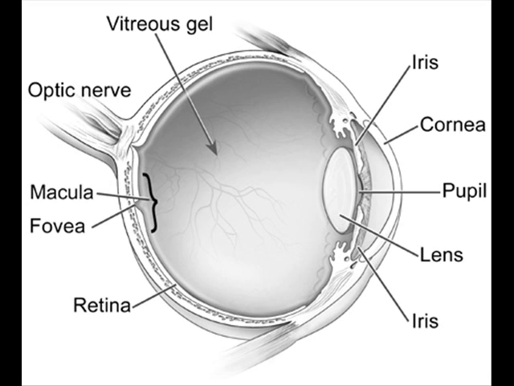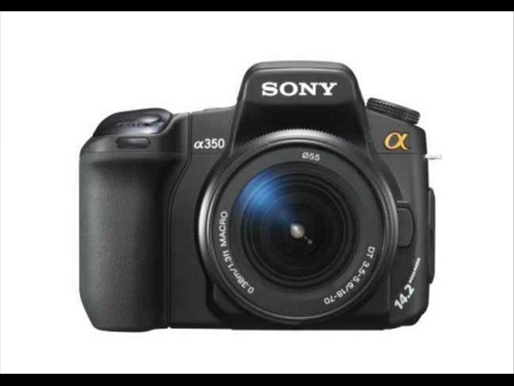To help better understand the path that light travels through the eye, we're comparing the parts of a human eye to a digital camera, which both work in similar ways.